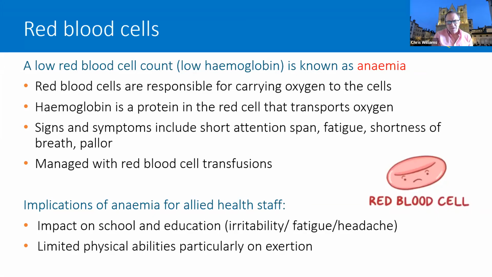So what does it mean? If their children are anemic, there's an impact on their school and their learning and education. Many younger children with anemia may be very irritable. They're going to experience a lot of fatigue. Often headaches are present with children that are anemic. So a lot of that's going to impact on their learning abilities. And it's certainly going to impact on their physical abilities, particularly with exertion. So it's one of those things we need to be cognizant of as well.